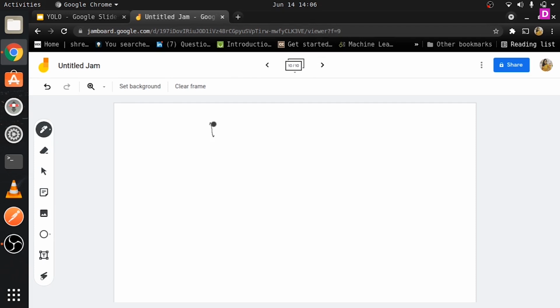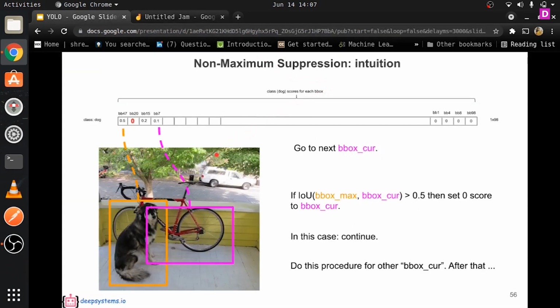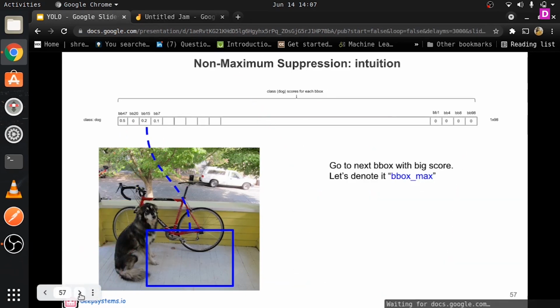So you select the bounding box with the maximum score, and then you compare it to all other bounding boxes. If the IOU is greater than 0.5, in that case the other box's confidence or score becomes 0. Then you change your max bounding box, and you do this again and again, and finally you are left with very few values that actually have numbers in them. The rest are all 0.